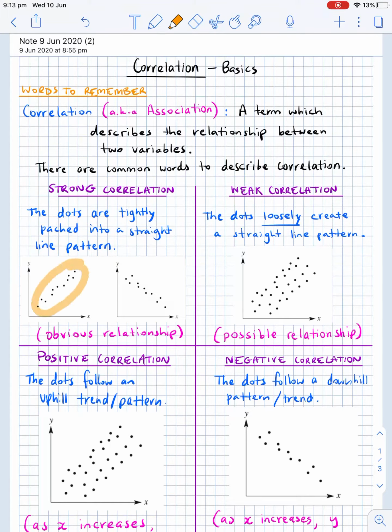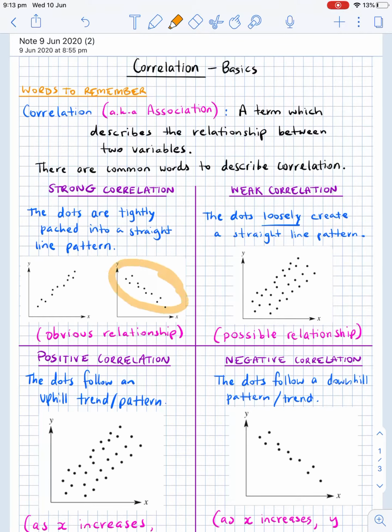So if you're seeing something like your scatter plot looking like this, that suggests an obvious relationship between the two variables x and y. Like that could be height and that could be weight. As one goes up, the other goes up. It's making an obvious straight line pattern. So we'd call that strong correlation. So the tighter these dots are packed into a line, the stronger the correlation.